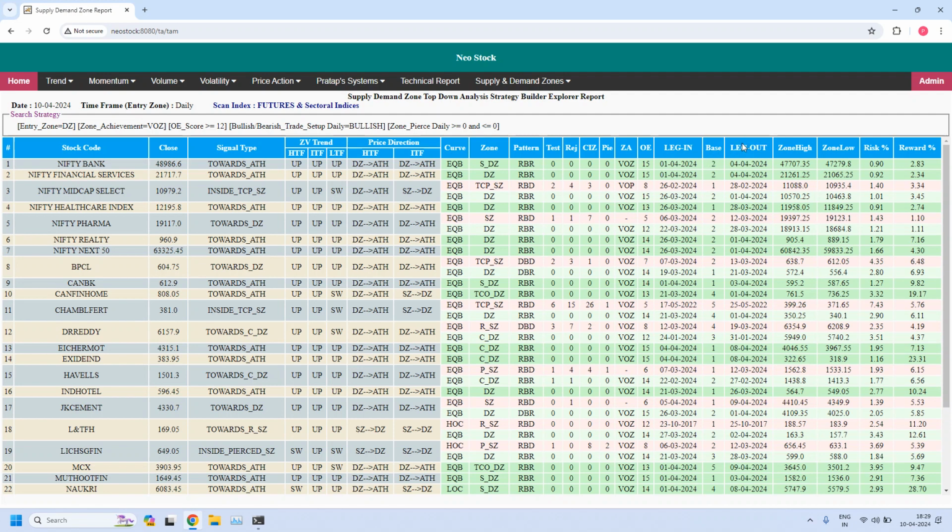In case if you are not aware about this report, please go through lesson 20.1. In lesson 20.1, I clearly explained about how to understand this report, and also I shown you how we can draw a zone in trading view by taking this leg in and base candles and leg out. Okay, let me scroll down.